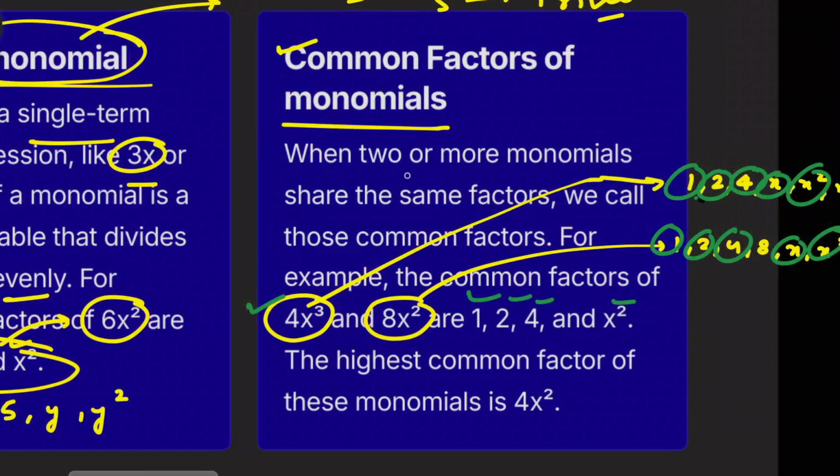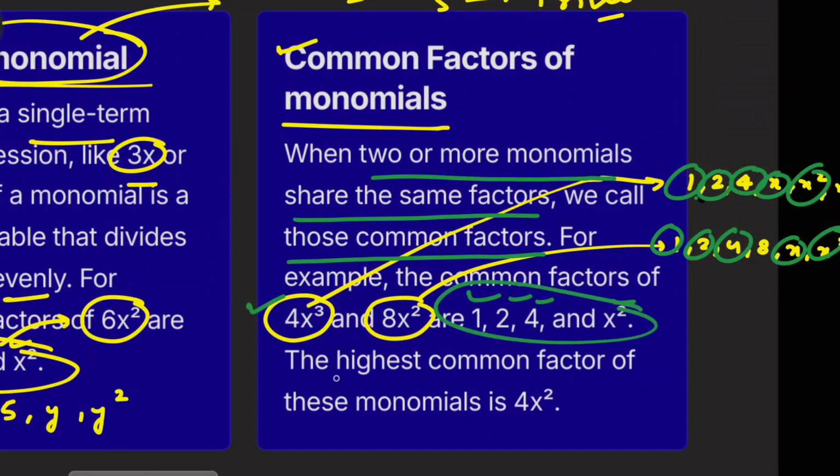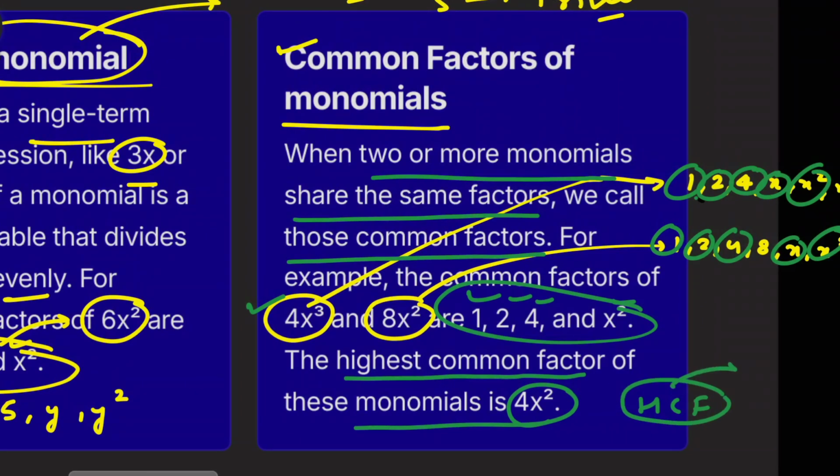So when two or more monomials share the same factors, we call those common factors. The factors which are available in both monomials and common to both are called common factors. From all these factors, we conclude that the highest common factor of these monomials is 4x square. We will talk about the term HCF later in this video. Right now, understand that the highest number which divides both is 4x square. So now let's move to our next slide.